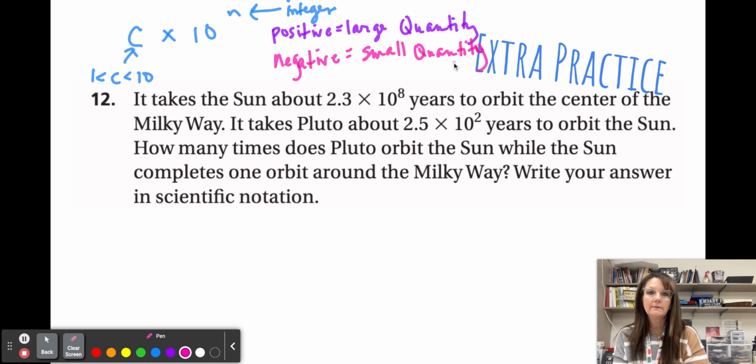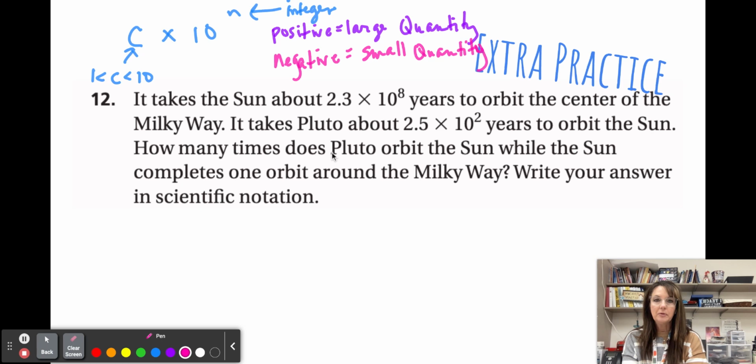All right. So this is magnitude. This helps us determine the magnitude. All right. So now we're talking about how many years it takes to orbit the center of the Milky Way. So then we're talking about the sun, 2.3 times 10 to the 8th years. It takes Pluto, which is no longer a planet, about 2.5 times 10 squared. This is like hundreds, right? Years to orbit the sun.